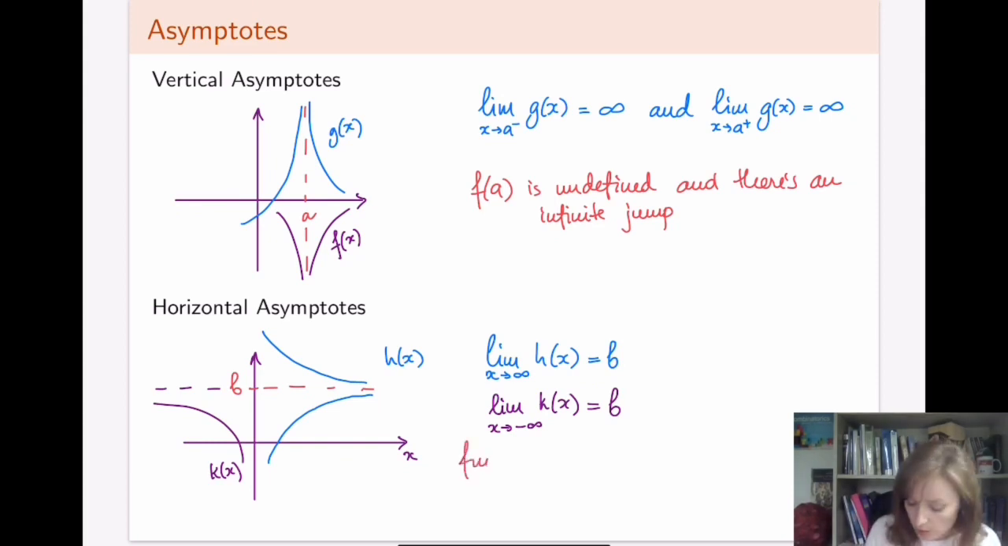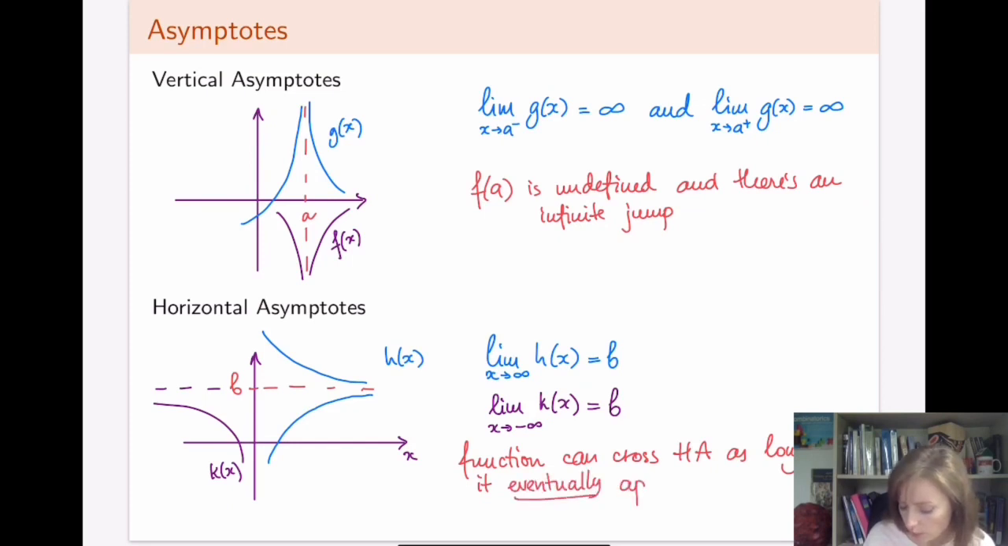And so a function can in fact cross a horizontal asymptote, as long as it eventually approaches it. And this, I feel like, is a very big misconception about the word asymptote. We always think that an asymptote is something that cannot be crossed. Here is a picture of when a horizontal asymptote can be crossed.